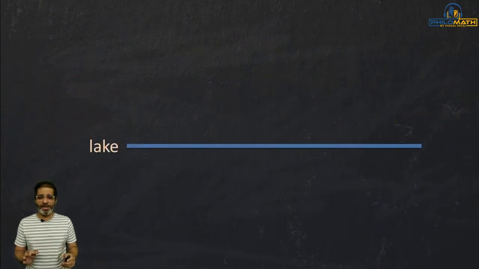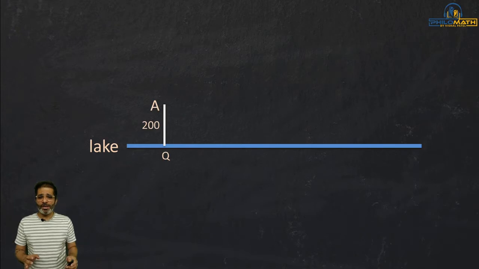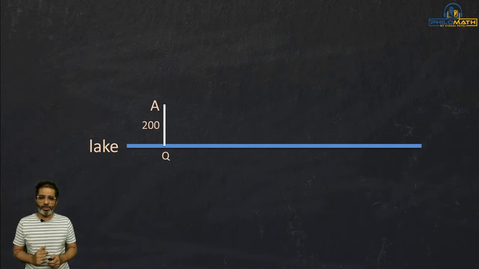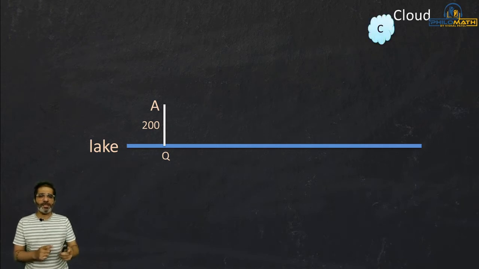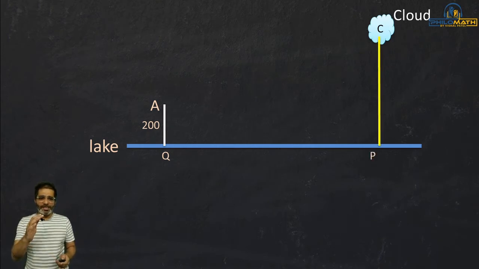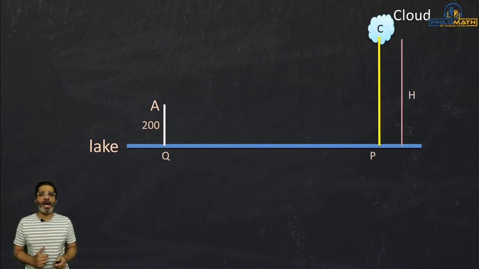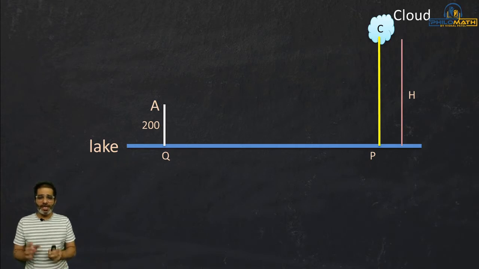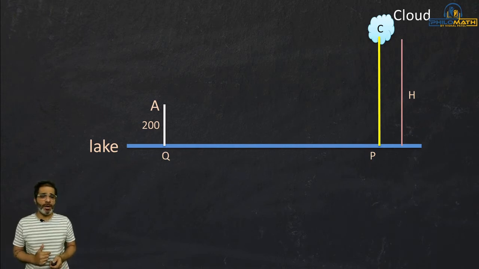Here we have a lake which is horizontal. From point A, that is 200 meters above the lake, we are looking at the cloud. So AQ equals 200 meters. Point C is the position of the cloud. CP is the height of the cloud, that is capital H, and that is what we have to find.